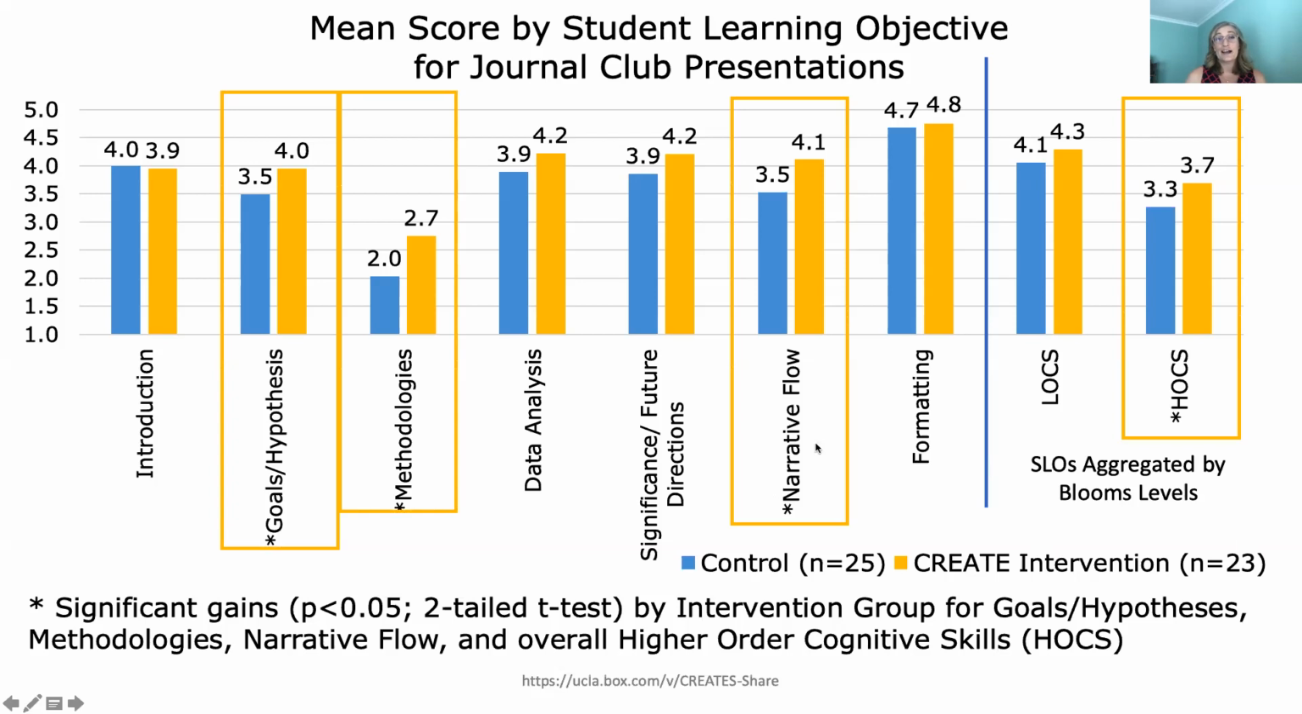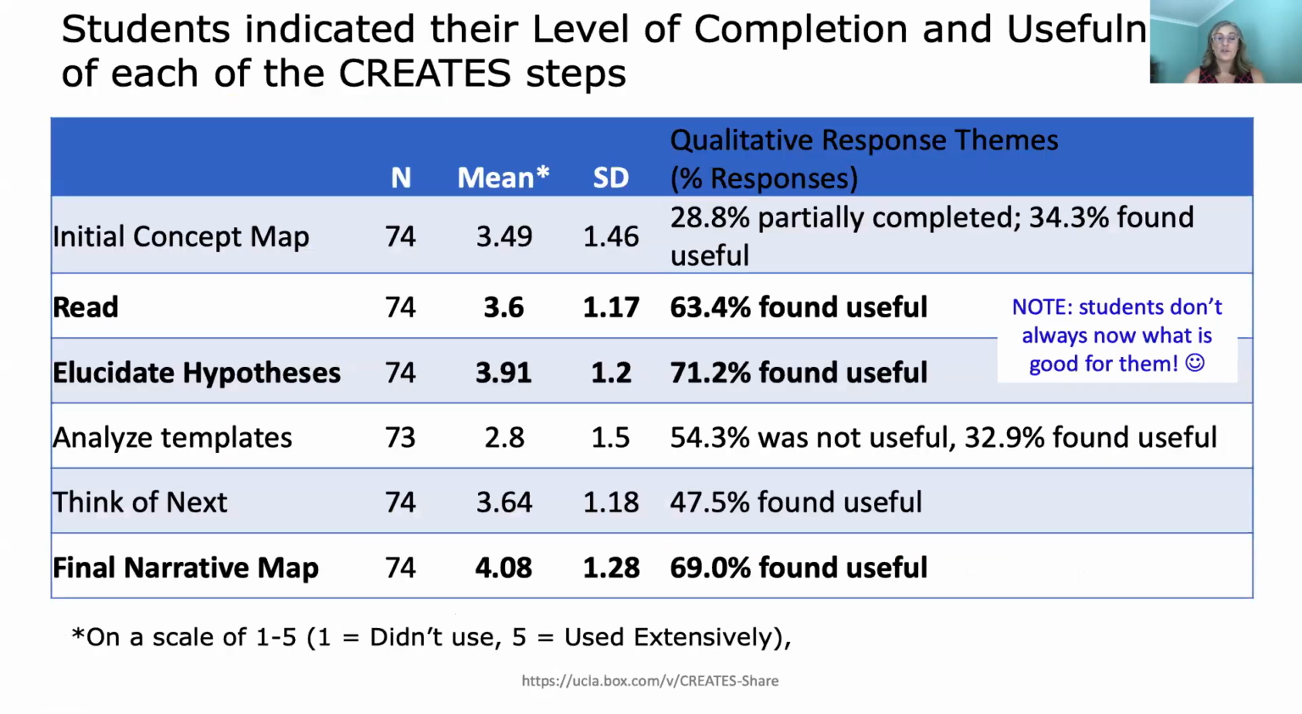Because let me tell you, I sat through a lot of bad scientific presentations. And if we can help the next scientists tell better stories with their research, that will benefit everyone. All right. And overall, I found that higher order cognitive skills were improved in the CRATES cohort. Okay. We also asked the students which steps they used the most or found the most helpful.